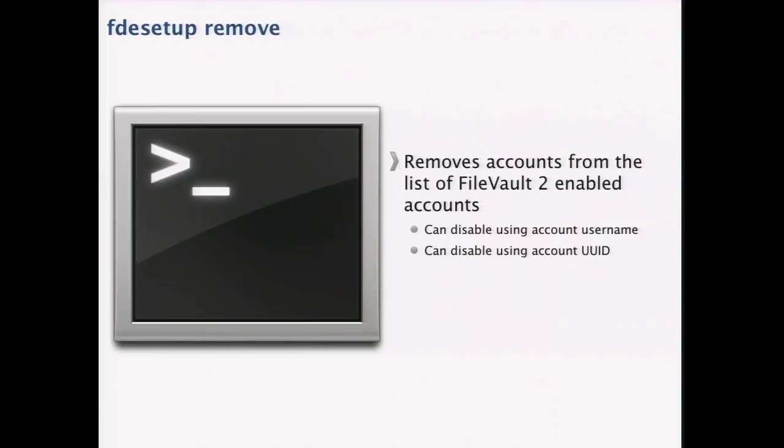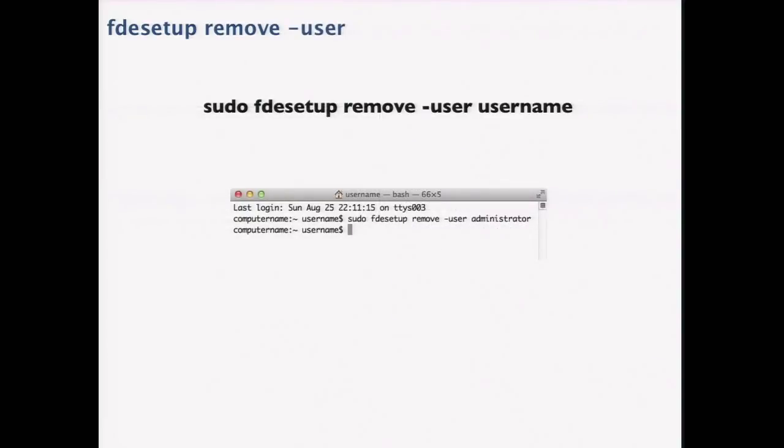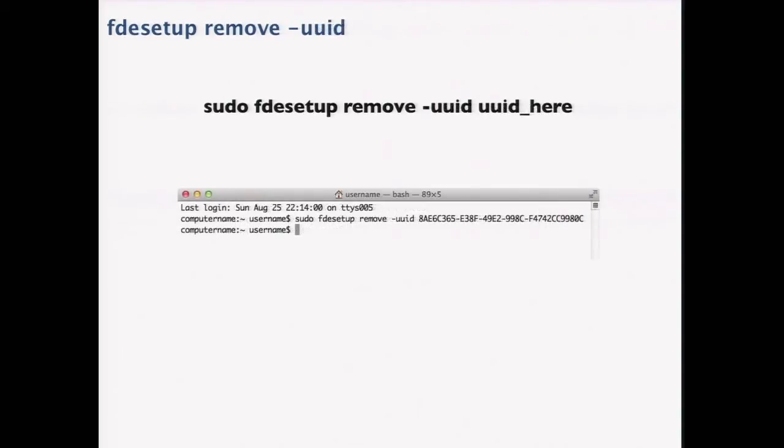Now, I'm not certain when you would run into a situation where you would not have the username and you would only have the UUID, but it is nice to know that you have either option. So to remove the account by username, you would run the command as shown on the screen and then provide the account's username. To remove the account using the UUID, you would run the command shown on the screen and then provide the account's UUID where appropriate.